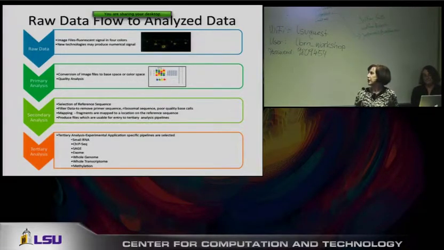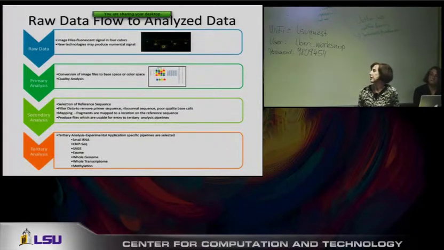Finally, we do tertiary analysis, and this is experiment application specific. We are currently doing small RNA analysis, chromatin immunoprecipitation sequencing, SAGE sequencing, and exome sequencing. In the near future, we hope to add whole genome sequencing, whole transcriptome sequencing, and methylation sequencing. So we have a broad array of needs as far as our algorithms go.